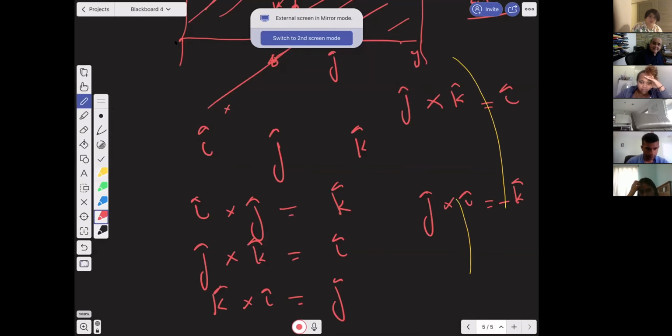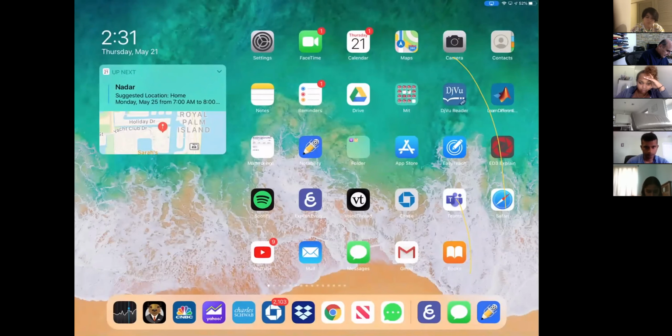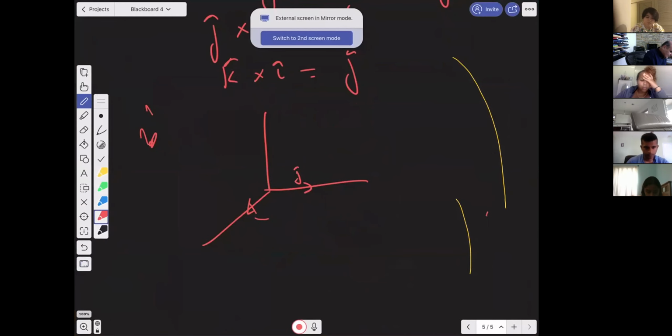Imagine your hand. I think it's stuck again. Is it not connected? No, it's not connected, sorry. Let me connect it again. Now it's connected, no?